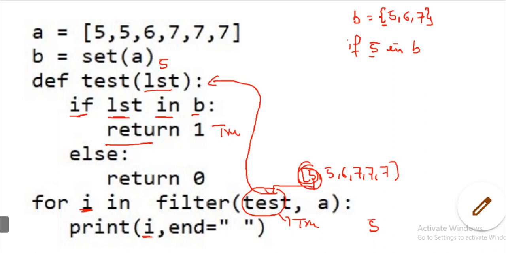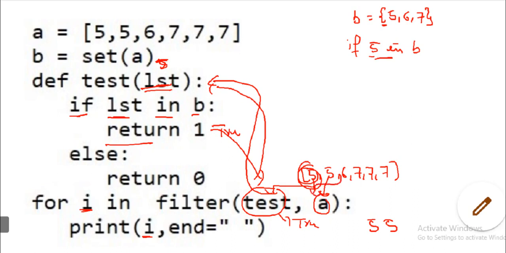Immediately it takes another element. What is the other element from the list? 5. Again a 5 will be passed to the test function. Now what is the LST? LST is again 5. Now if 5 is there in B, yes, 5 is there in B. So it returns true. Whenever it returns true, the filter function outputs the element. So what is the element? Again you want to print I. Again 5 will be printed.